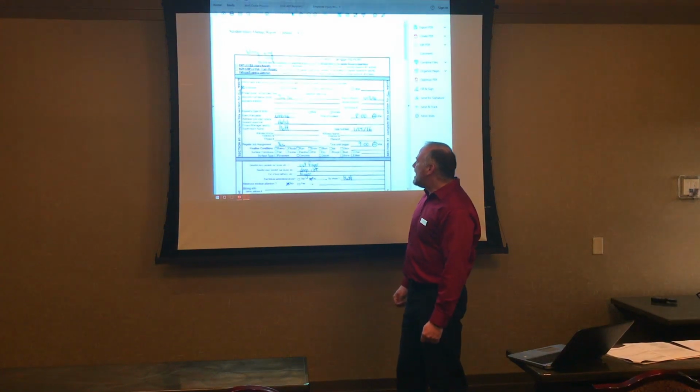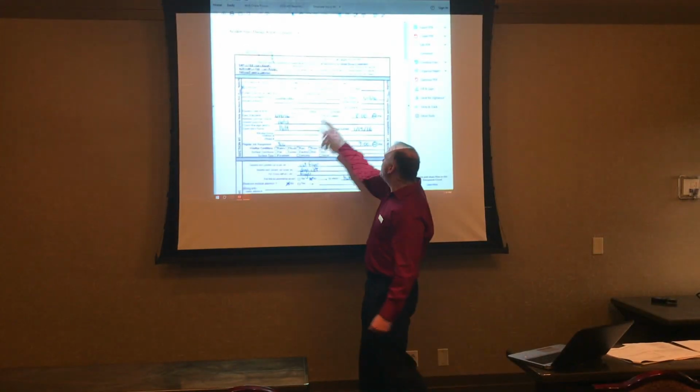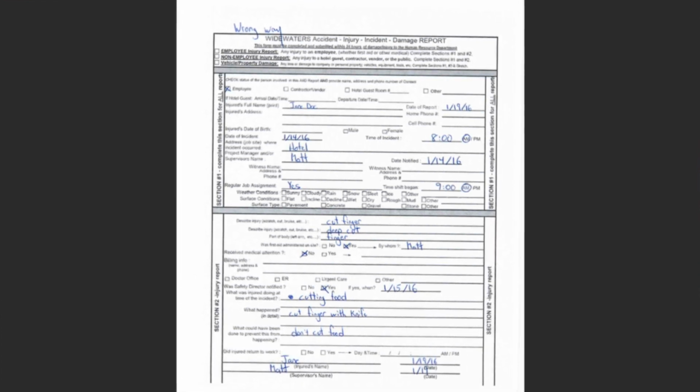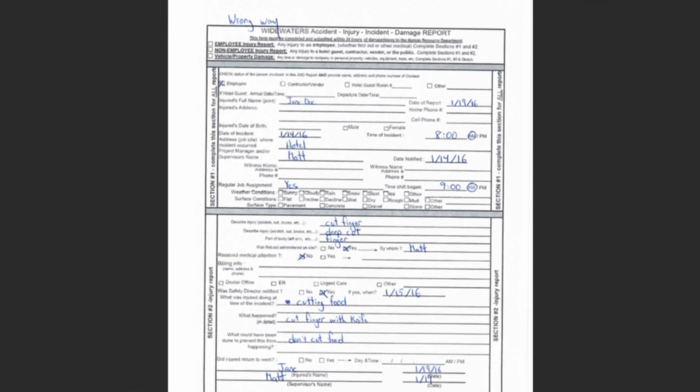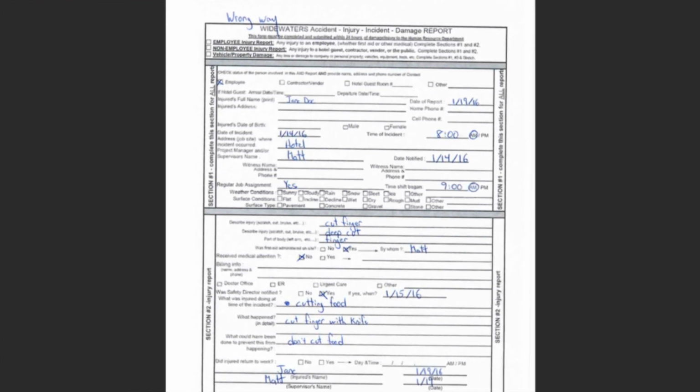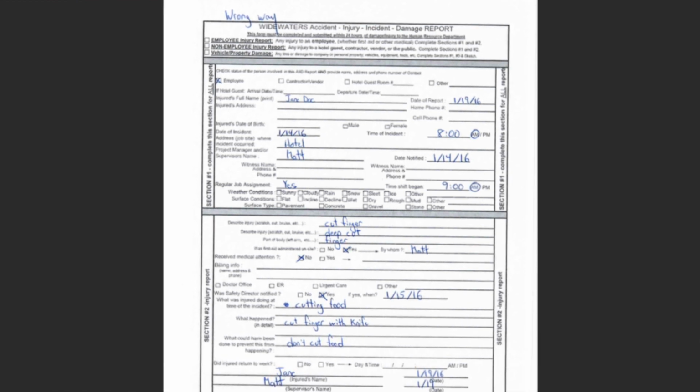So I want to go into the details of the report, starting with what not to do. We've got here Jane Doe, this is a couple years old, 1/19/16, down through date of incident, 1/14. So we got 5 days later, 8 a.m. Where did it occur? Hotel. Who filled this out? Matt did. Regular job assignment, yes. The incident happened at 8, but their shift began at 9. They cut their finger. It was a deep cut on their finger. Who gave first aid? Matt.